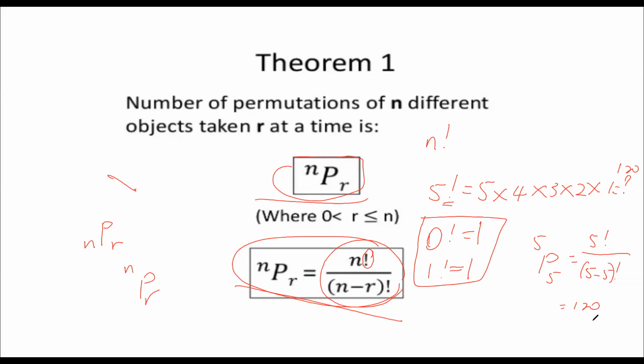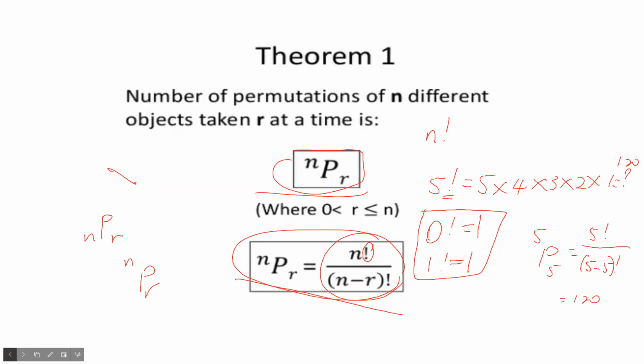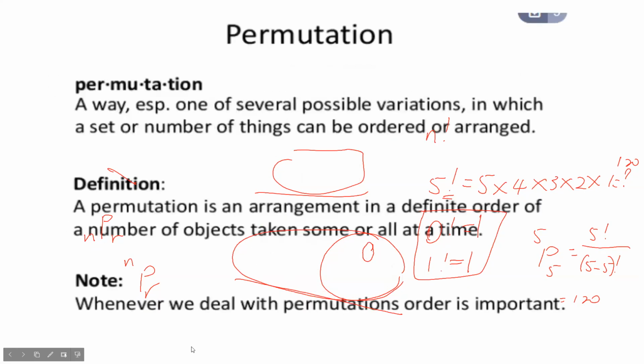And this is if, as I mentioned, the objects are distinct, that's one, and order matters. We go back to the previous slide. It says when order is important, right?